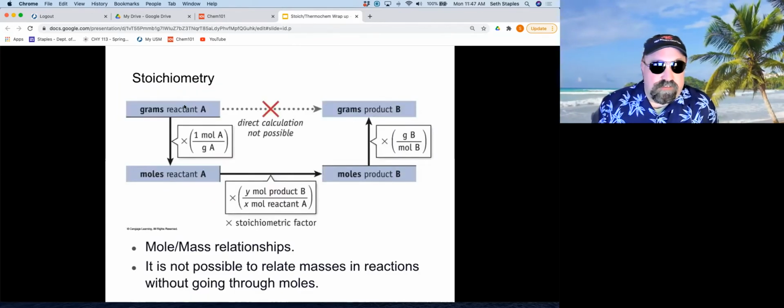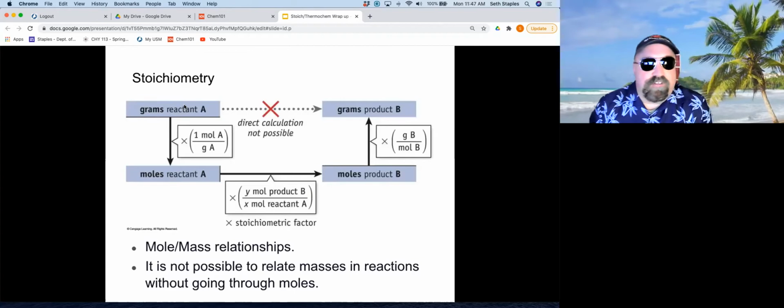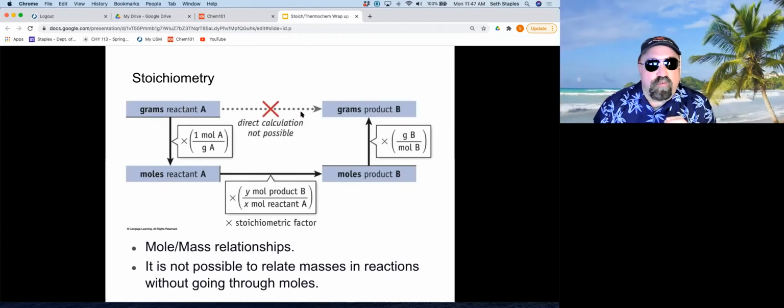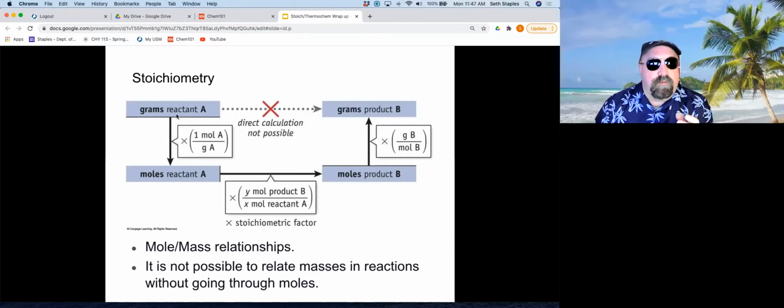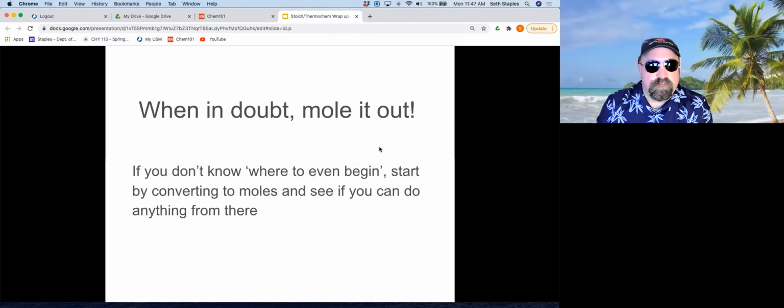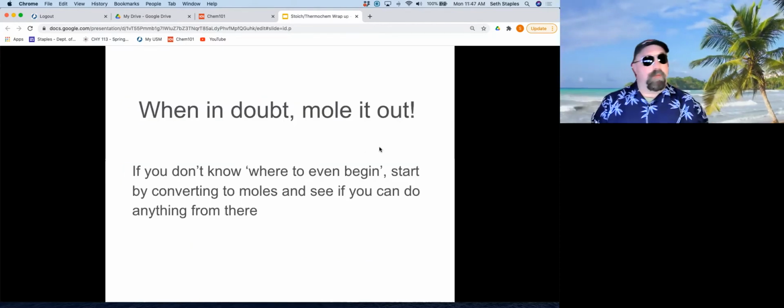And this is just again reiterating that we can't go directly between amounts. We can't go directly grams to grams, but we would always be going through moles. And so moles is our main counting unit, which means when in doubt, mole it out.